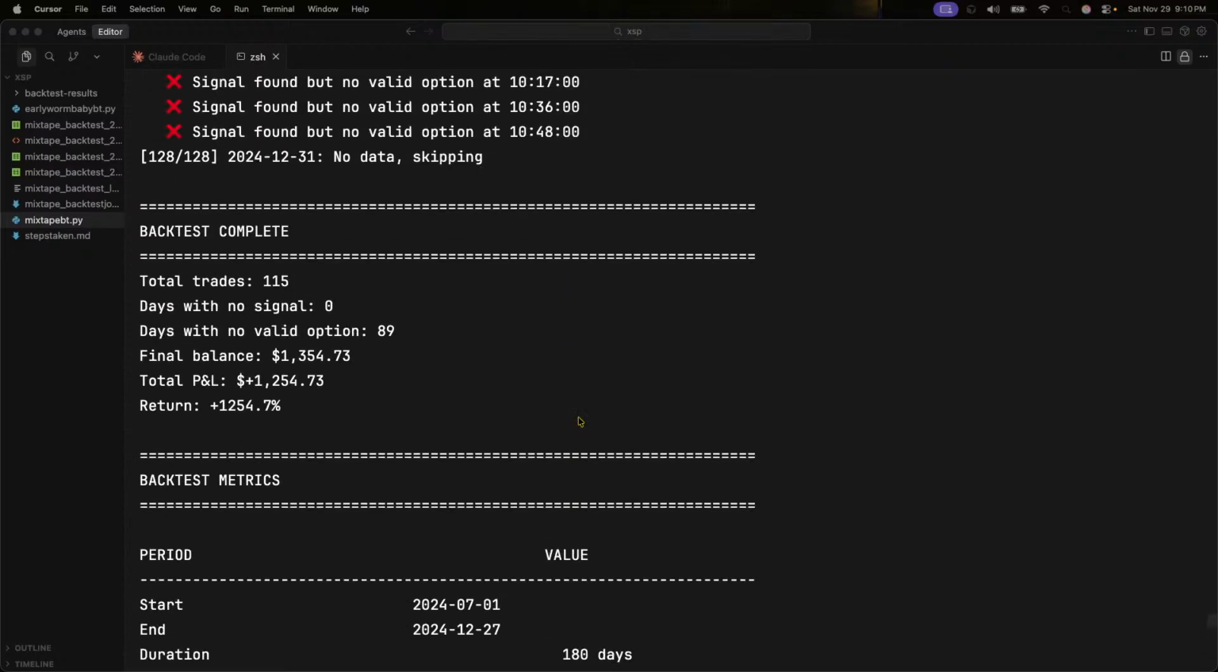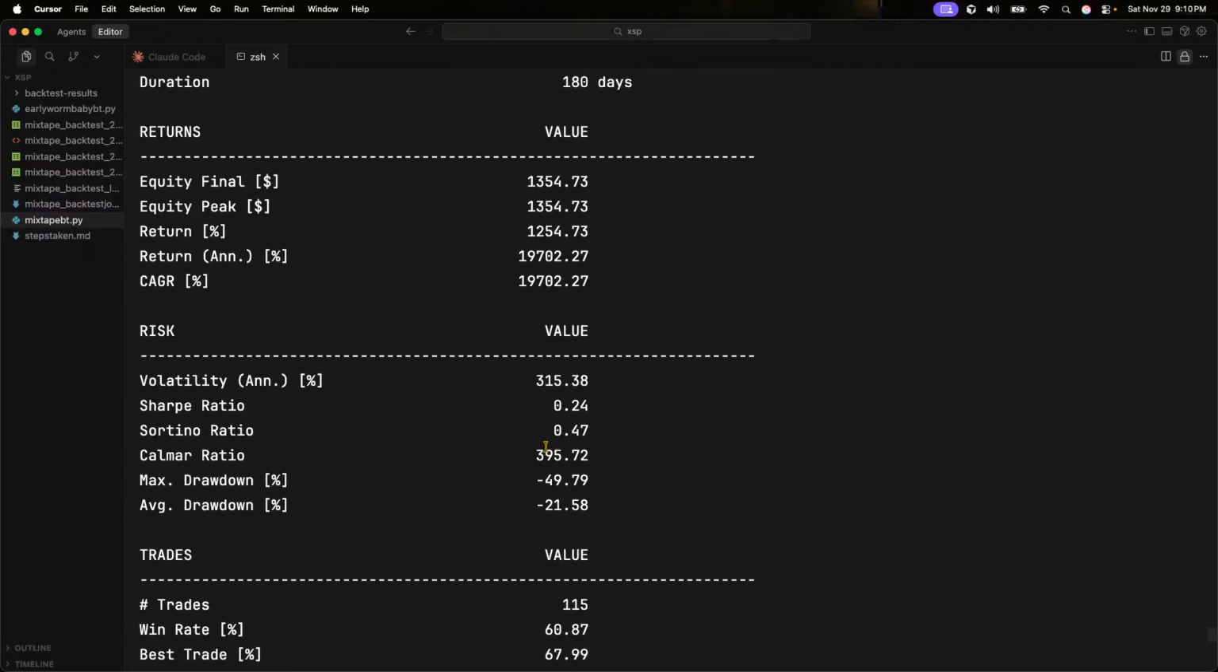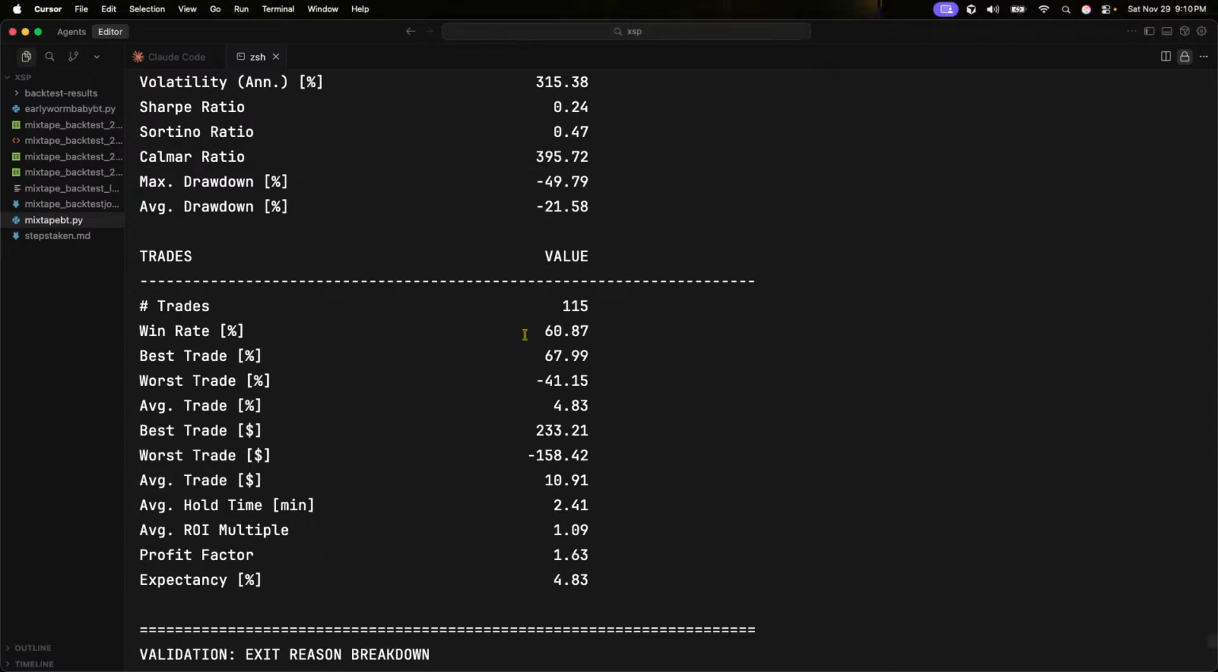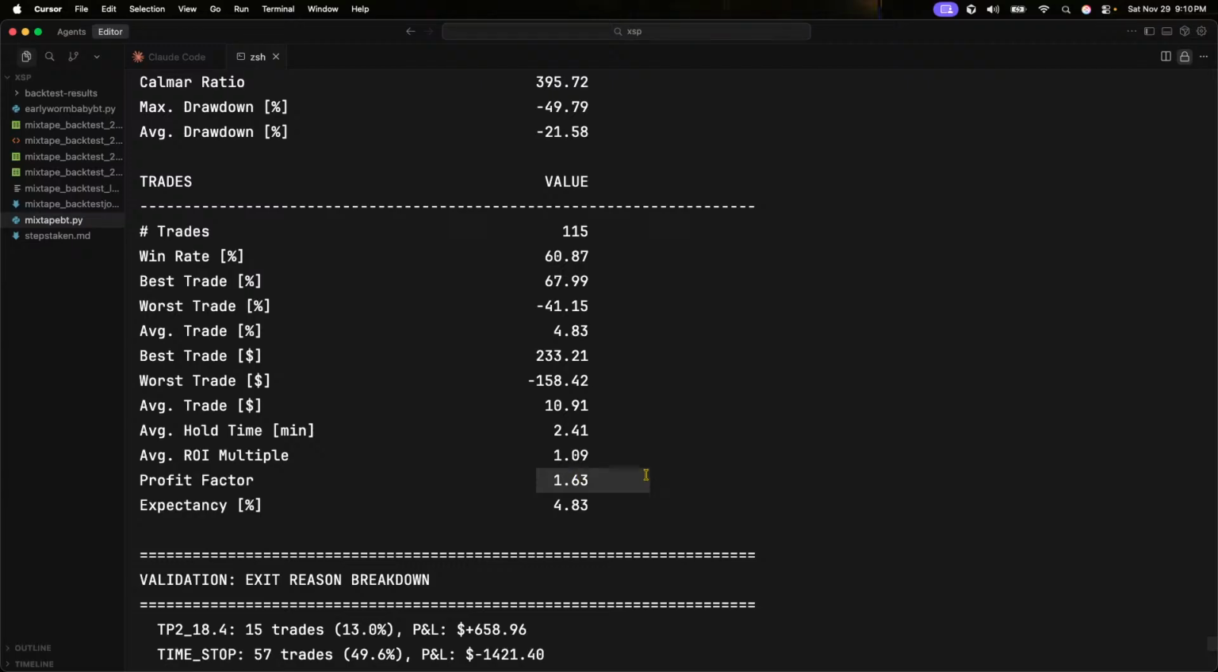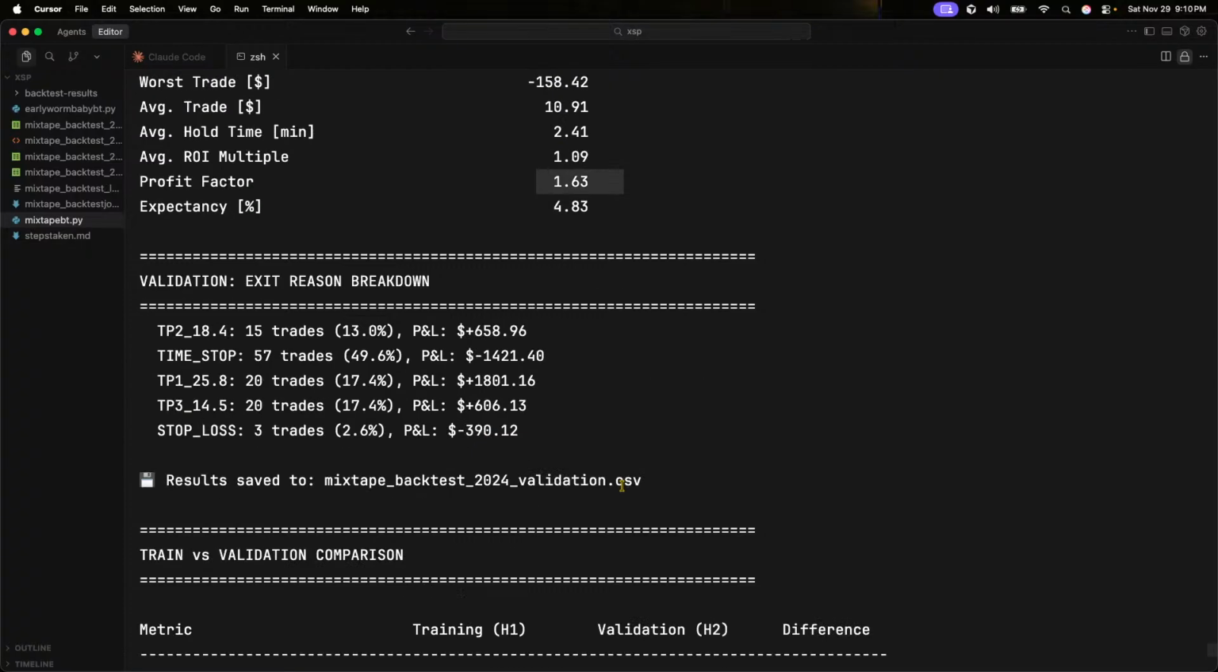The strategy went from $100 to 1,300, had 115 trades. Sharpe ratio wasn't the best. The max drawdown was a lot better, so I can appreciate that. 60% win rate, so 6 out of every 10. Best trade was 233. Worst trade was 158. This could be a lot better, that ratio. But what I am happy about is this profit factor. I mean, it's kind of tight, right? So what a profit factor is, for every $1 we're losing, we're making about $1.63. So that's kind of tight.